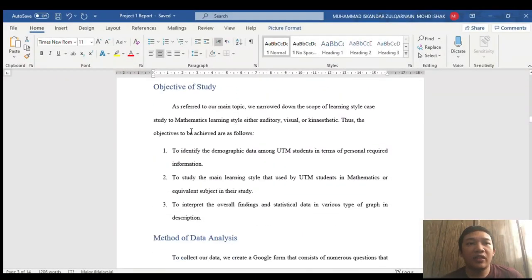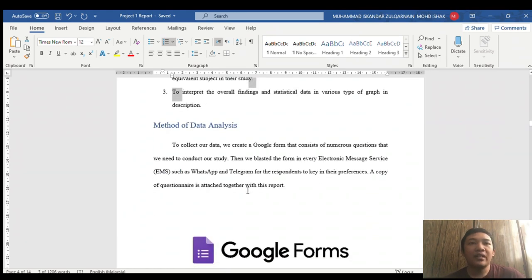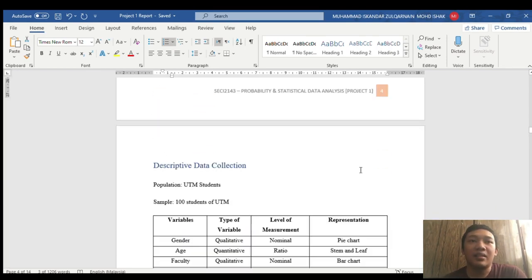Moving on to the objectives of our study, we have some objectives: to identify demographic data, to study the main learning style, and also to interpret the overall findings. For our method, we are using Google Forms, as it is the easiest way to blast our questionnaire to the respondents and our targeted sample.